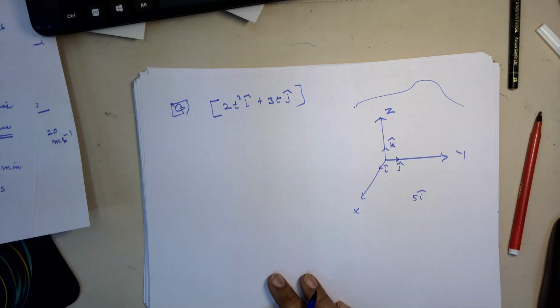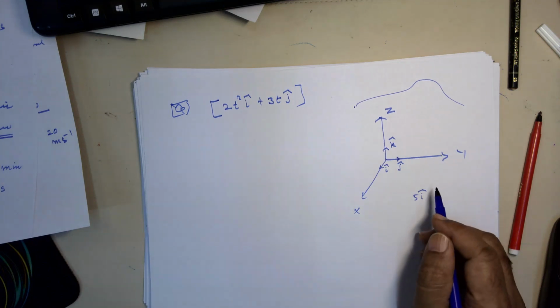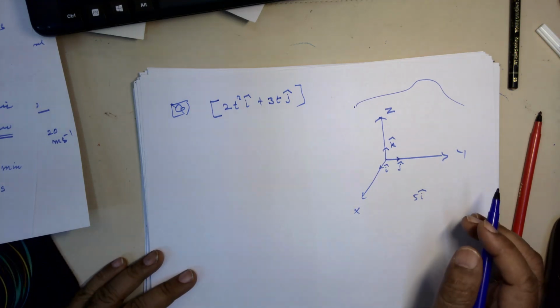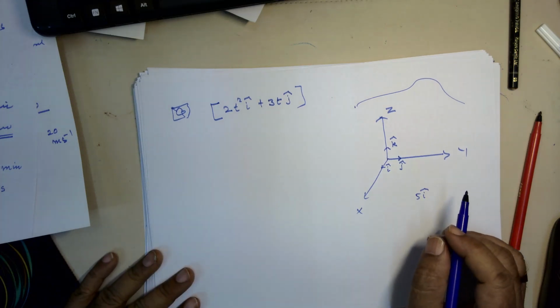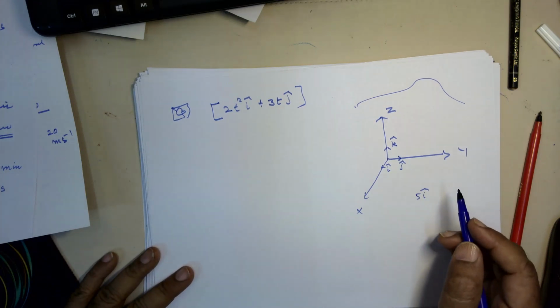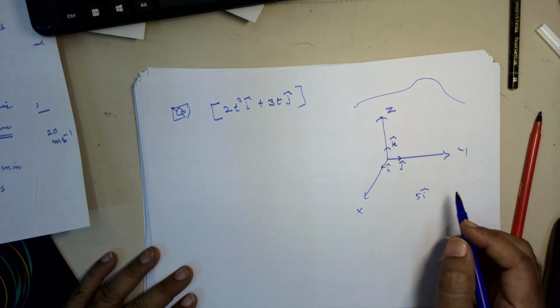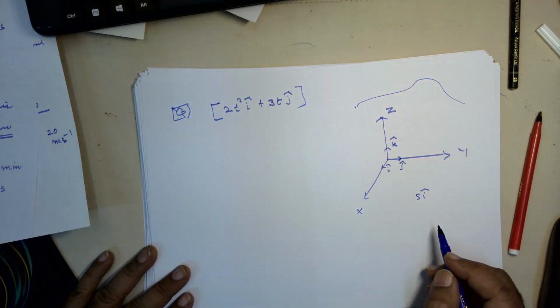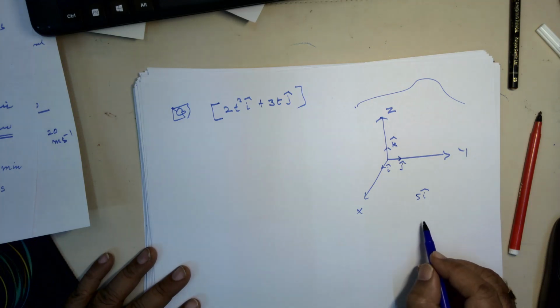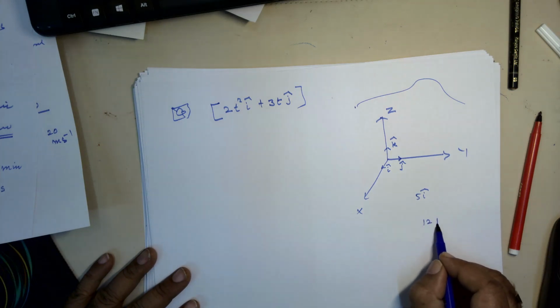Yes, sir. And what about Shanvi? Yes, sir. Okay, so let me tell you, you have to mention. Now the particle is moving in the y-axis 12 meter. How to represent it? 12j. Very good, 12j. That's all.